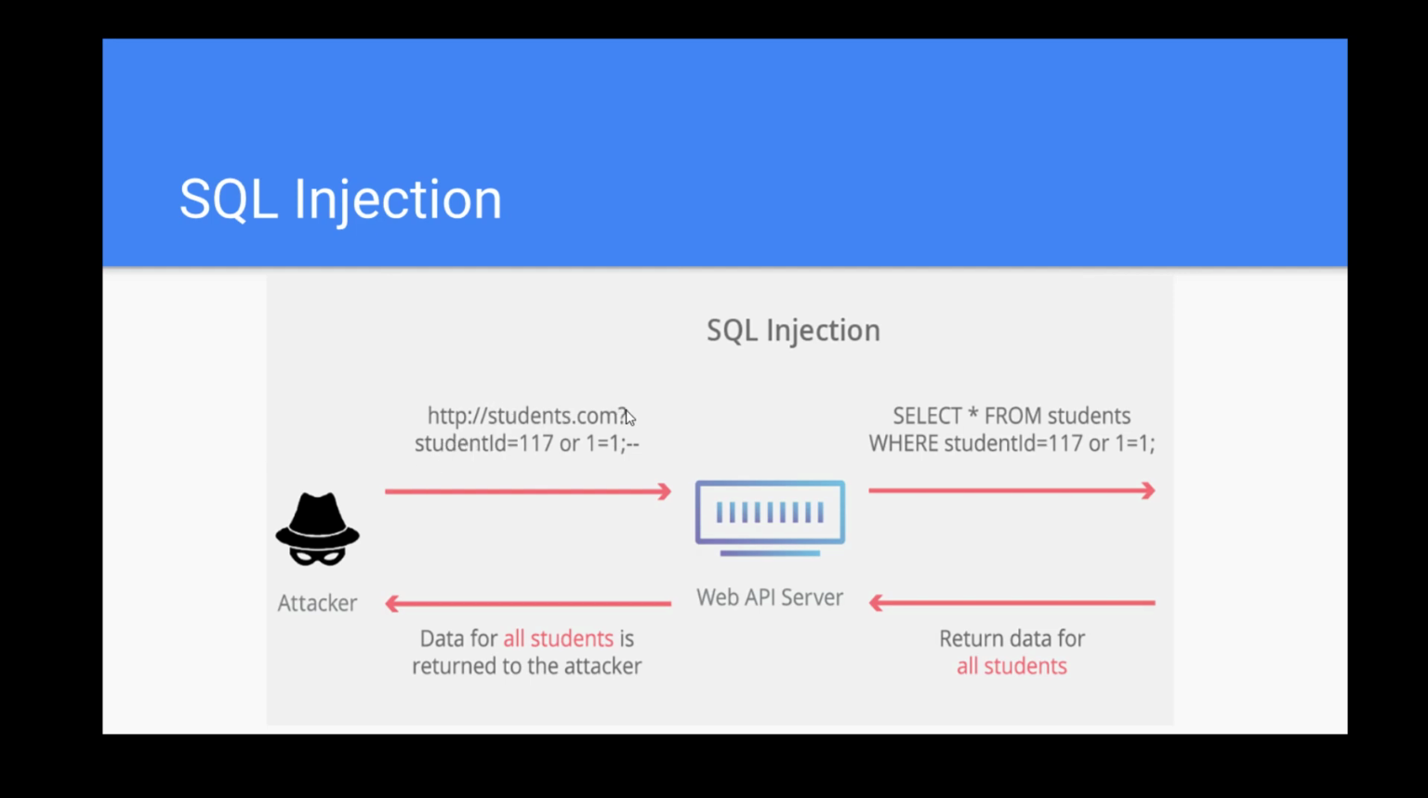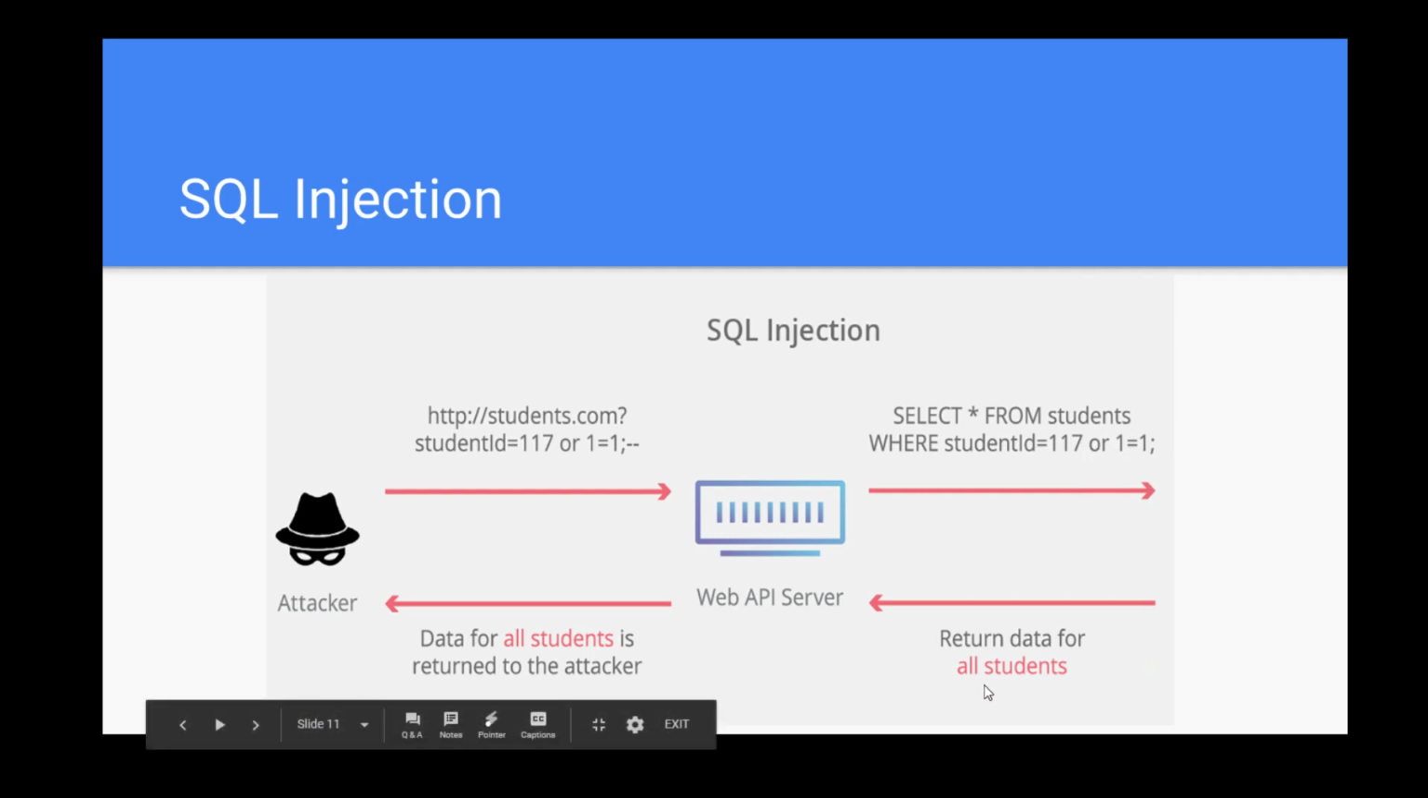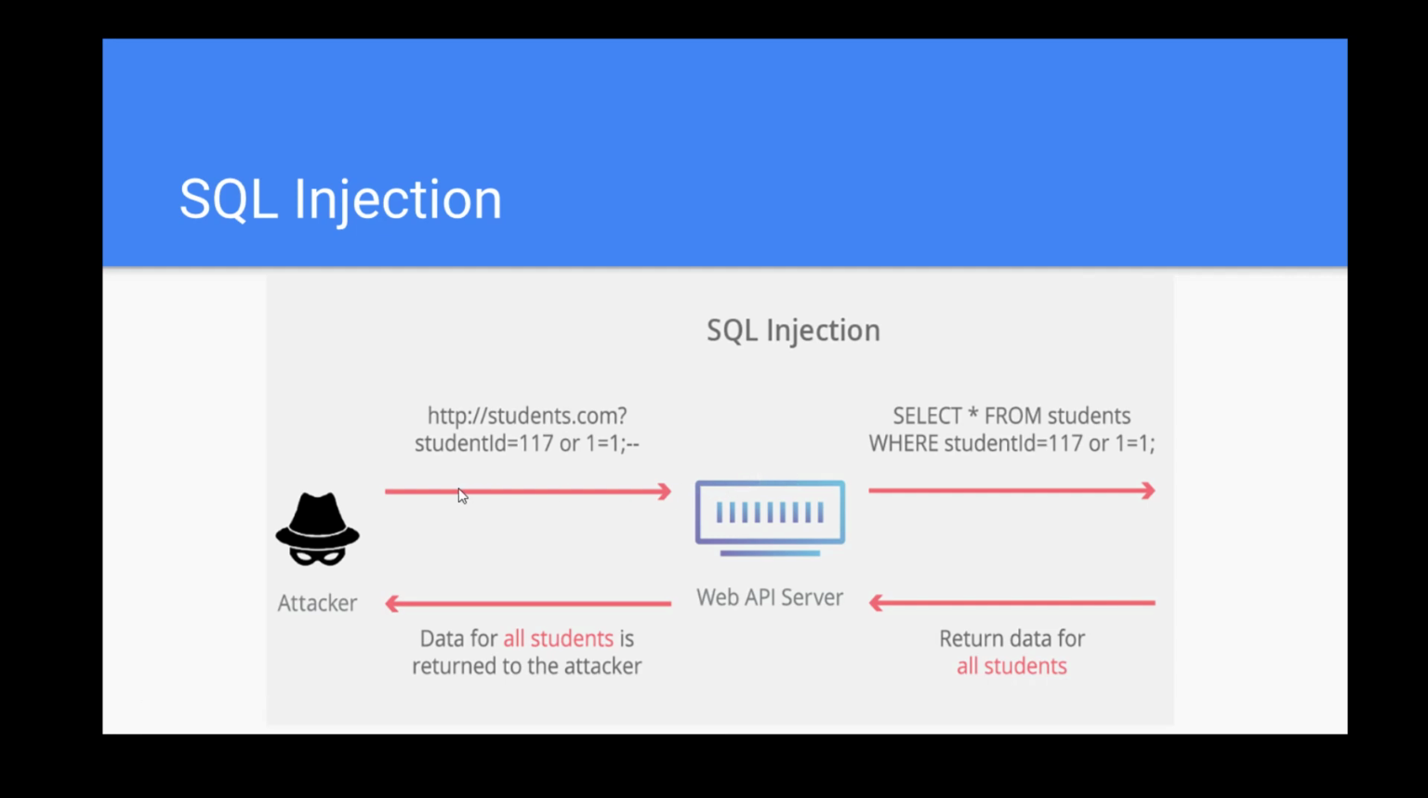And we can see here that we've got this link which has been generated by the attacker, students.com student ID 117, so that might be looking for something particular, or 1 equals 1. You don't have to be a GCSE level student in maths to realise that 1 is always going to be equal to 1. So what this is doing is selecting all the information from students where student ID is 117 or 1 is equal to 1. Because of this 1 equals 1 section, all the student data is going to be returned. Everything is going to get sent back to the attacker, so they're going to see everything inside the database.